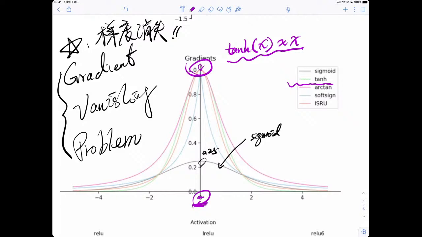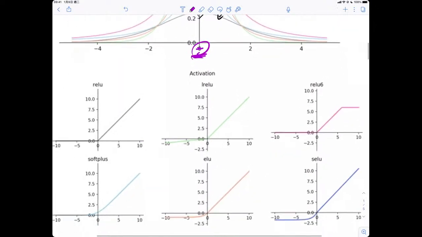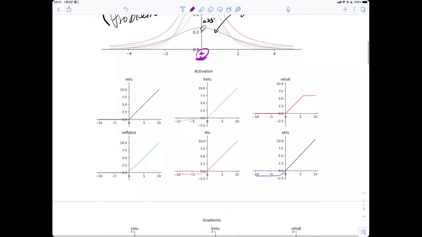Let's take a look at some other activation function which is not that smooth. That is ReLU, right? ReLU looks like this. It has a very sharp turning point, so it is not differentiable at the origin point.